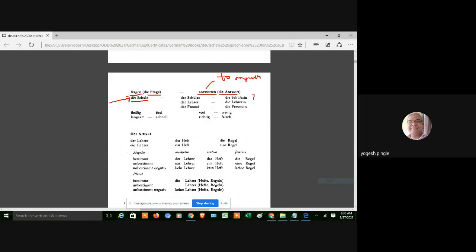And now see here, the three things are important. The first one is der Schüler. Der Schüler, with u umlaut. Der Schüler means the student.